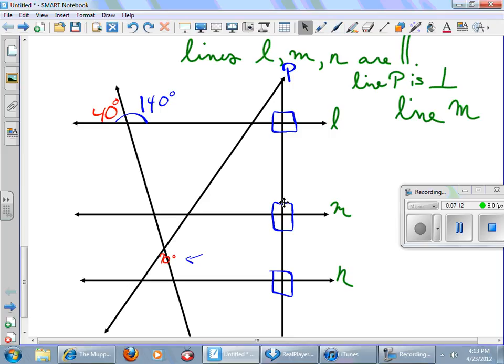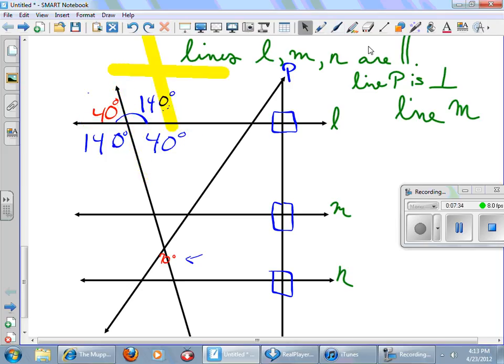There's something called vertical angles. Vertical angles make an X. And when you have an X, you know that this angle and this angle are congruent. So therefore that's 40 degrees. These two are also congruent. That's 140 degrees. Those are using vertical angles.